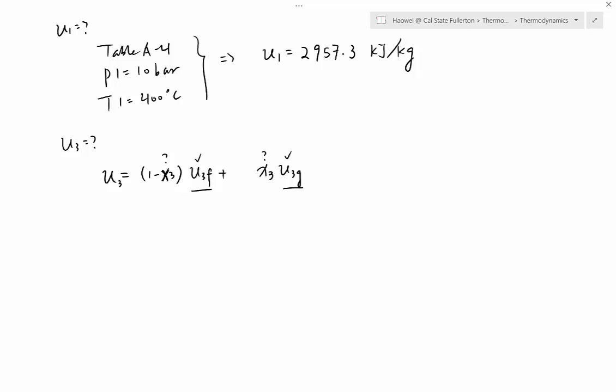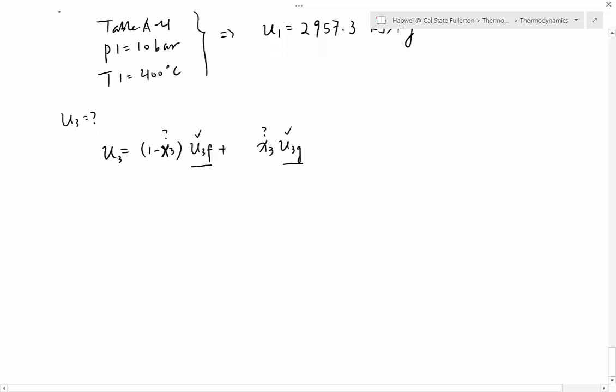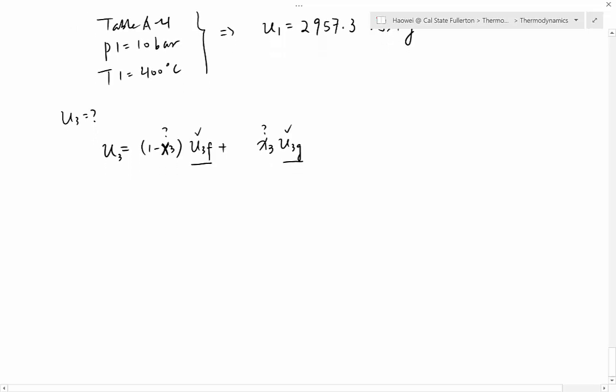How do we look for quality? This is a classic method. And this time, in order to find quality, we use a different property. We use nu3. Let's take a look. How do you look for nu3 for mixture? Same equation, two components: nu3f coming from the saturated liquid plus nu3g coming from the saturated vapor, and then percentage. I have x3, and then for f, I have 1 minus x3.